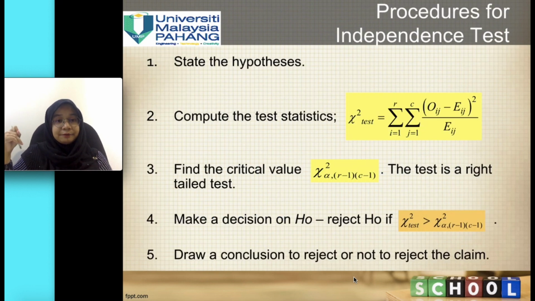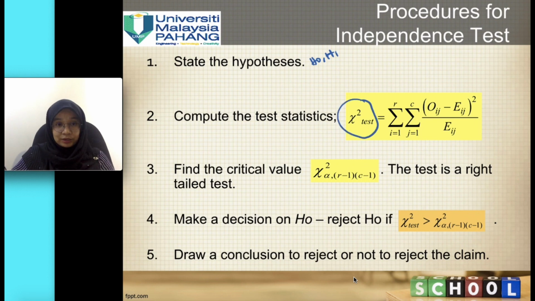The procedure for the independence test is still the same. Step number 1, you have to know your H0 and H1, what you want to test. Step number 2 must be a chi-square test, because we are still in categorical data. This is the formula to find the chi-square test. Still the same, you must have O and E. O is given. E, you have to find out. How to find E, we'll look at later on.